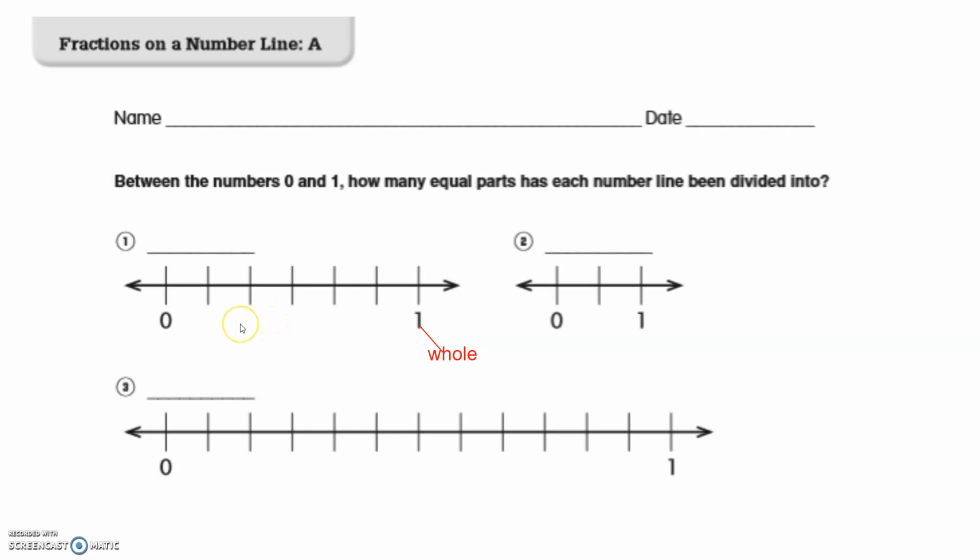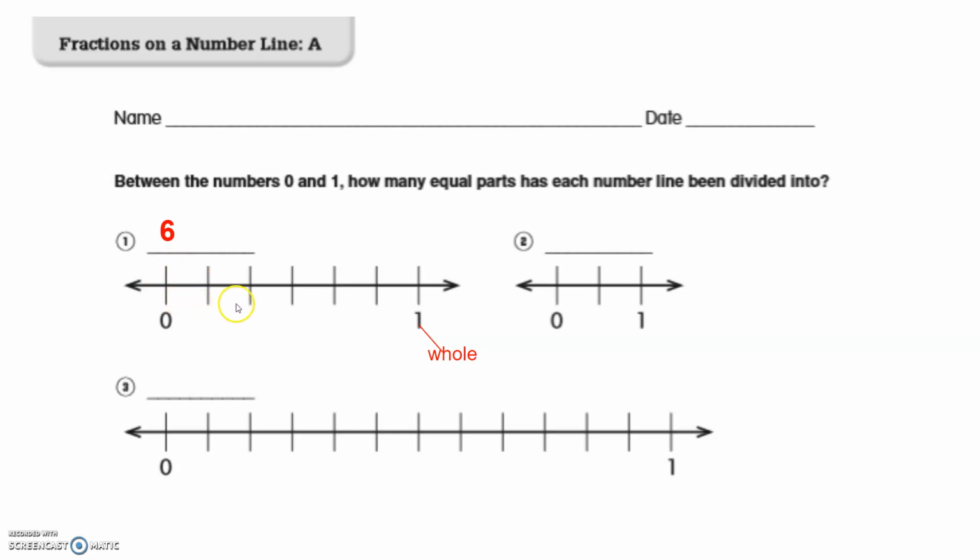So all you have to do is count how many equal parts this number line has been divided into. Here's 1, 2, 3, 4, 5, 6. It's been divided into 6 equal parts. Okay, that's it. All you're doing is you're counting the spaces. Just the spaces. These are the equal parts.